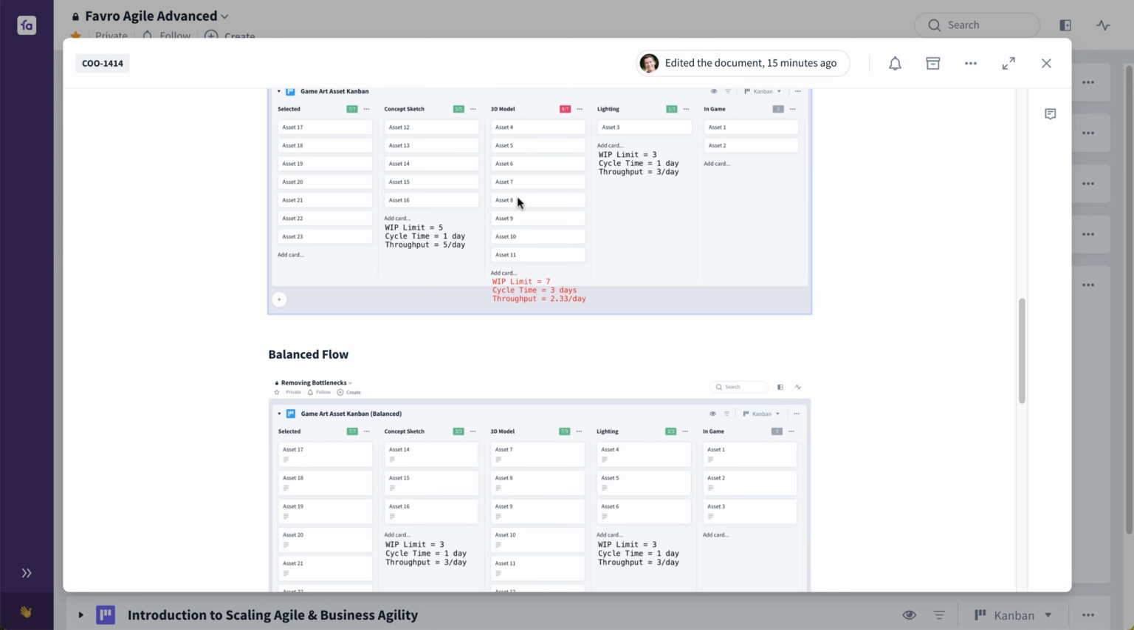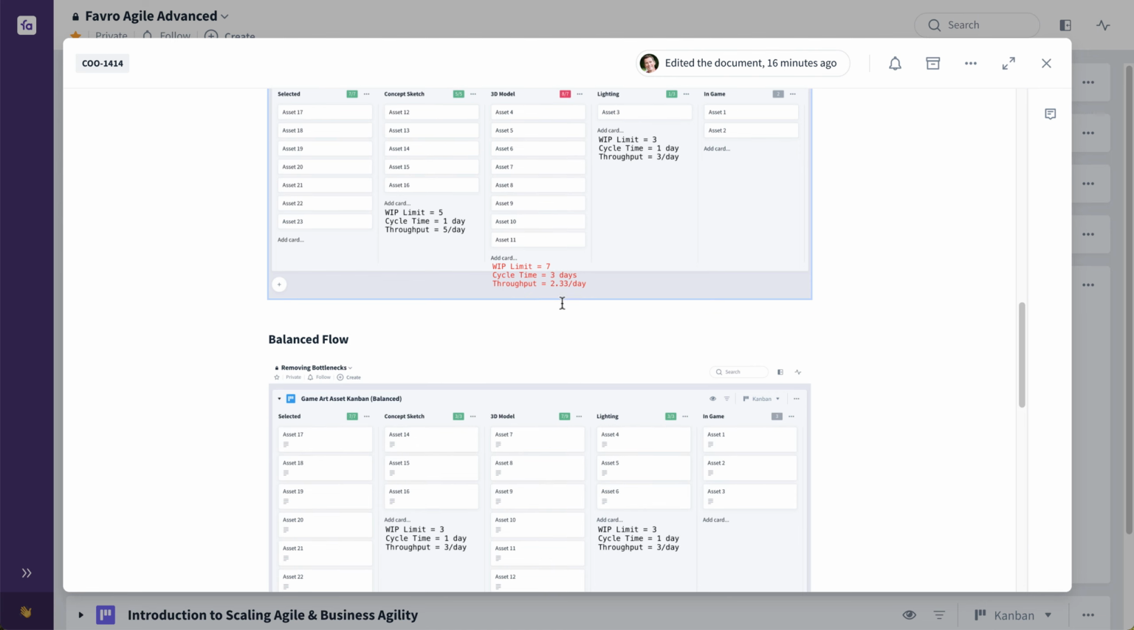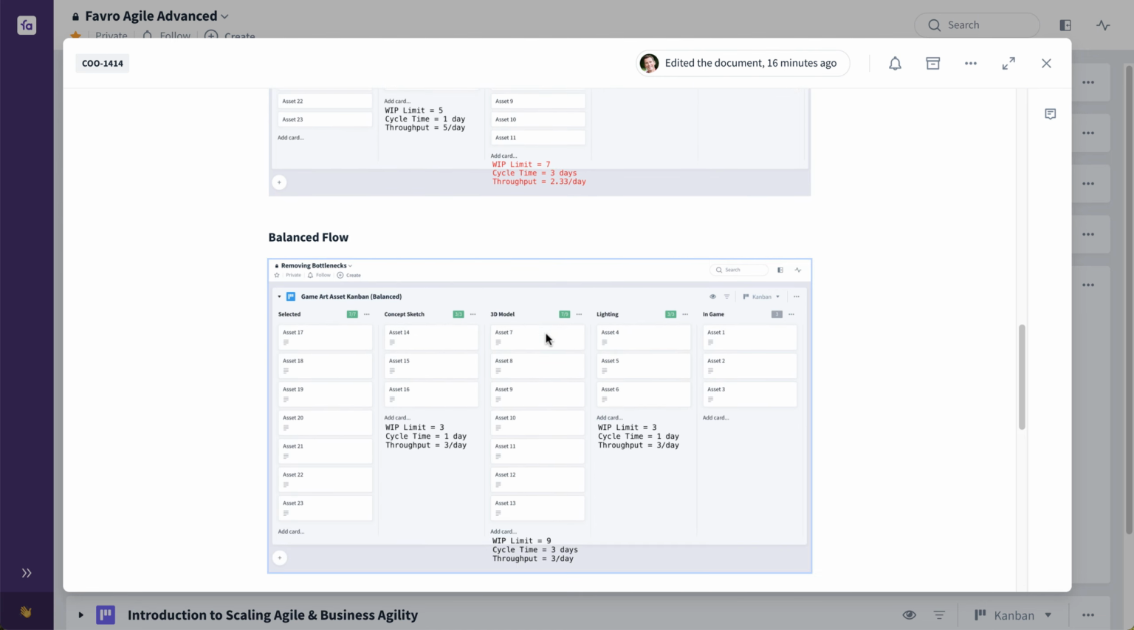They can also do 3D modeling, or we could swap those out with another team. We're going to take 2 concept sketch artists, remove those 2, and move them to the 3D modeling stage. We're going to go from a WIP limit of 5 at the concept sketch stage to a WIP limit of 3. And we're going to go from a WIP limit of 7 at the 3D modeling stage, adding those 2, to a WIP limit of 9.